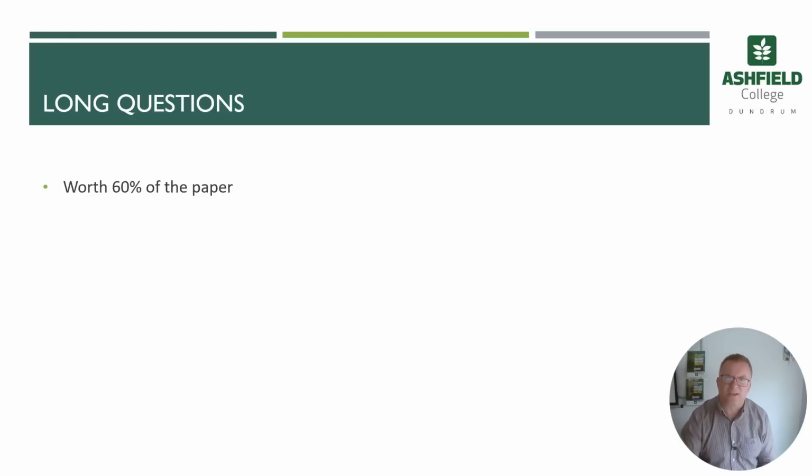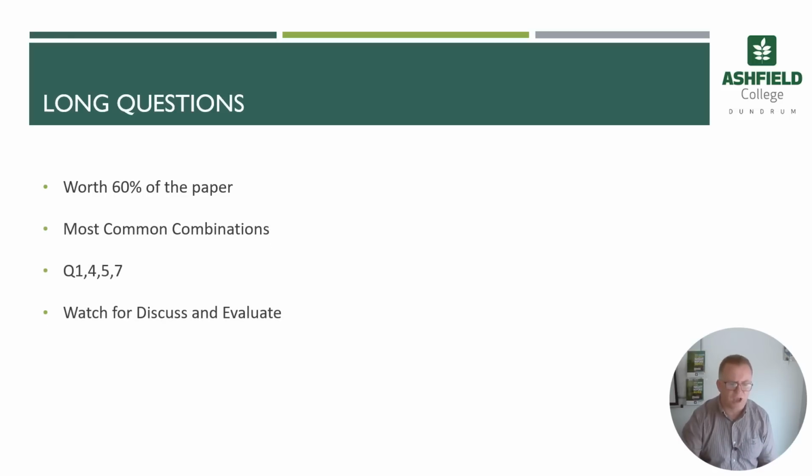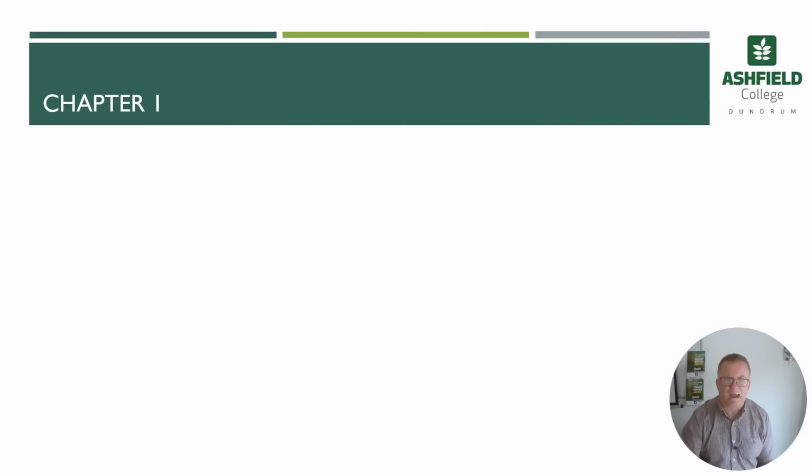You must have 1 question from each section. From the first 4 questions, you must do 1. For the second 4 questions, you must do 1 as well. A popular choice would be 1, 4, 5 and 7. Generally 7 is from the marketing section, and it is popular. These questions are worth 60% of the paper. 1, 4, 5, 7 are common combinations. Watch for discuss and evaluate as well.